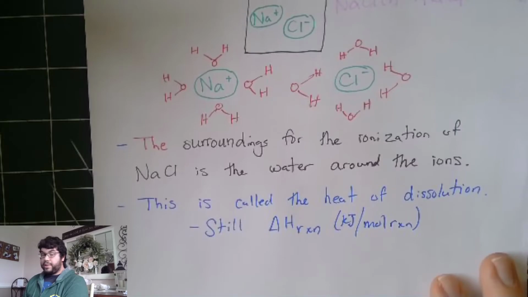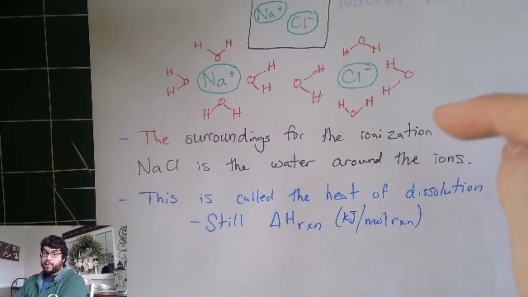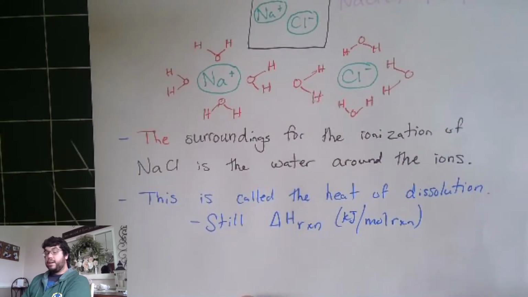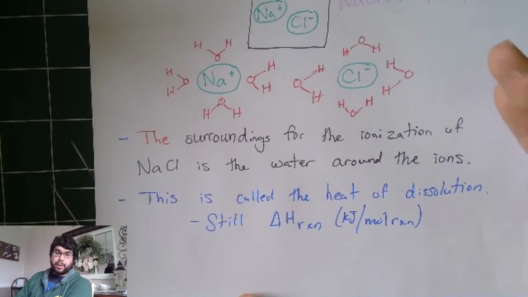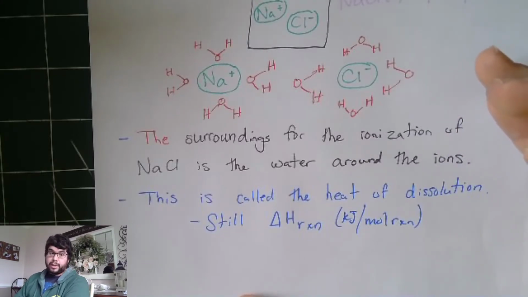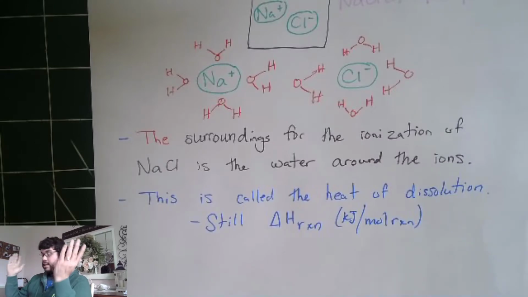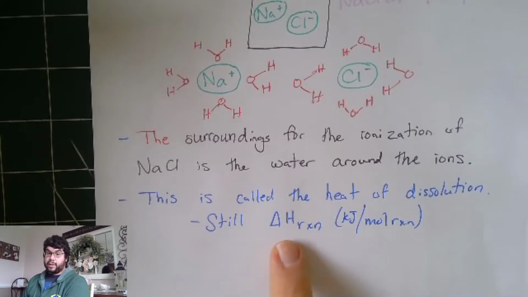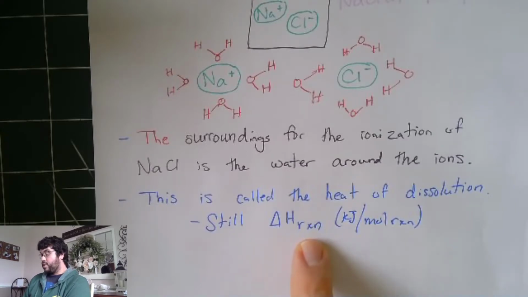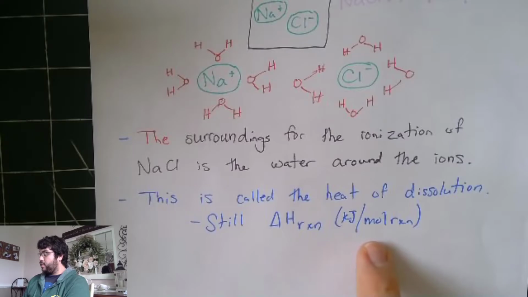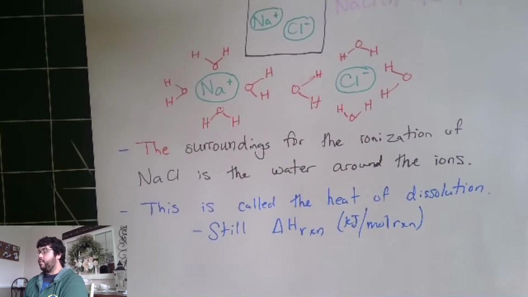So what this is called, specifically when we're dissolving, is the heat of dissolution. Sometimes people might call it the heat of solution. There are lots of different terms for enthalpy, but in this case, this is the amount of heat that is generated when a salt is dissolved. It's still going to be the enthalpy, delta H subscript reaction, or just delta H, whatever you want to use. It's still in kilojoules per mole of reaction.